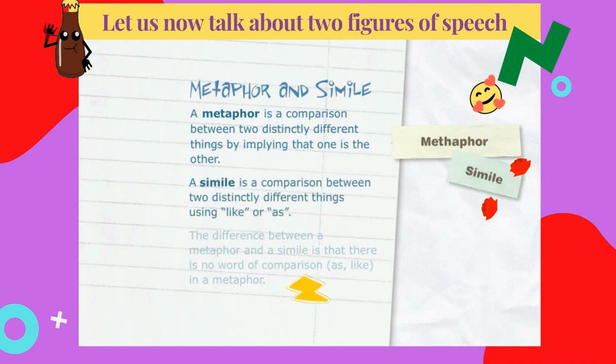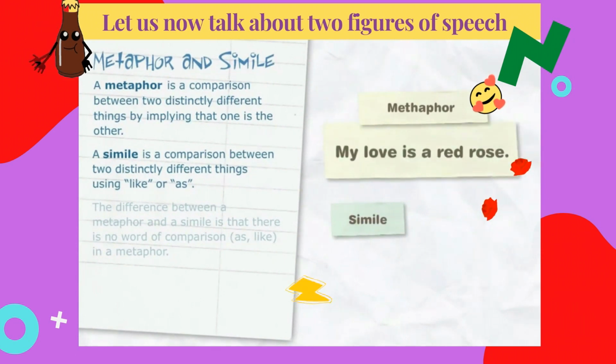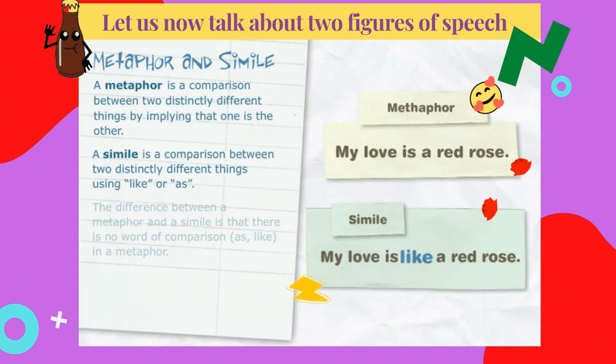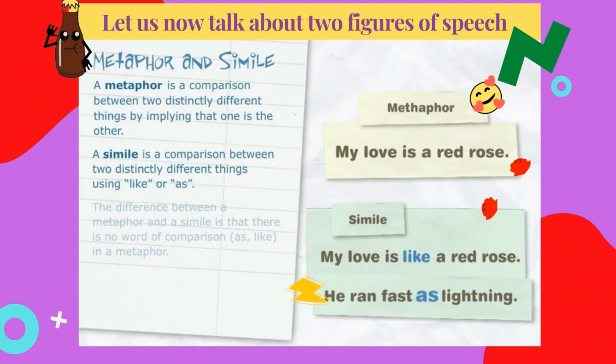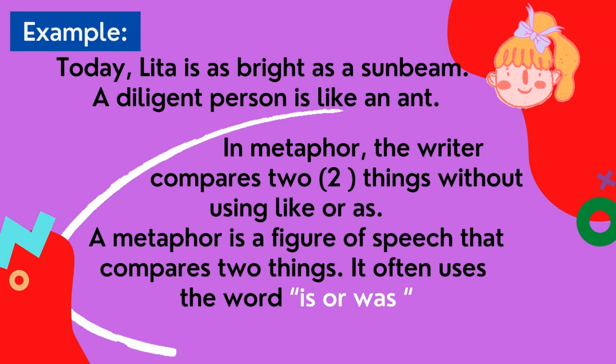Metaphor is a comparison between two distinctly different things by implying that one is the other, while simile is a comparison between two distinctly different things using like or as. For example, in metaphor, my love is a red rose, while in simile, my love is like a red rose, he ran fast as lightning. Today, Lita is as bright as a sunbeam.